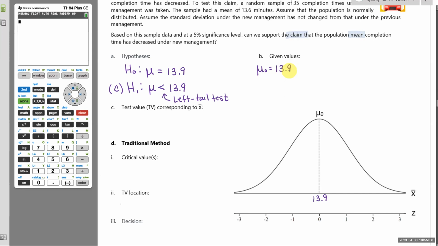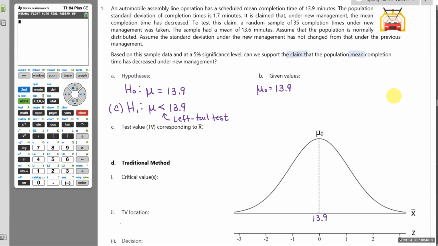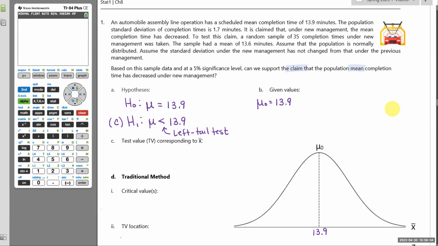All right. So they write their hypotheses and then they go out and get some data to see if they have evidence that they have decreased completion time. So they took a random sample of 35 completion times. So there's our sample size, lowercase n. And the sample mean for those times came out to be 13.6 minutes.